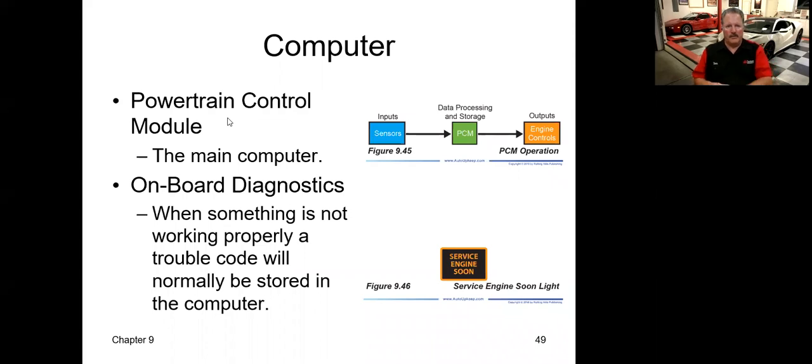The computer, the power control module, the main computer gets inputs from sensors, decides what to do with it, and sends outputs to the controls like fuel injectors, that sort of thing. The inputs would be like coolant temperature sensor, intake air temperature sensor, etc. If anything starts to go wrong in the computer system for emissions, your service engine light will come on.